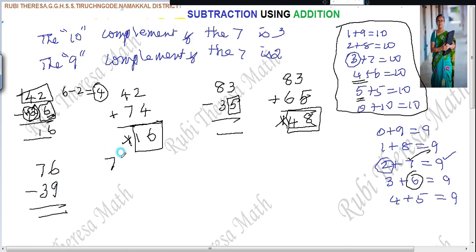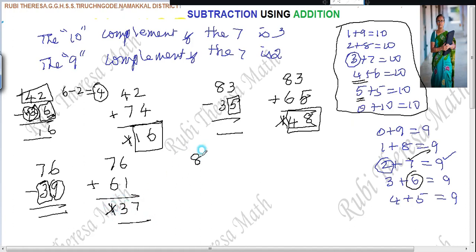So what is it? 76. For this, the complement of 9 is 1, to make it 10. Here the complement of 3 is 6, to make it 9. So add it. 7 plus 6, 13... 7, 7 plus 3, 10, 10 plus 3, 13. Strike out this one. 37.